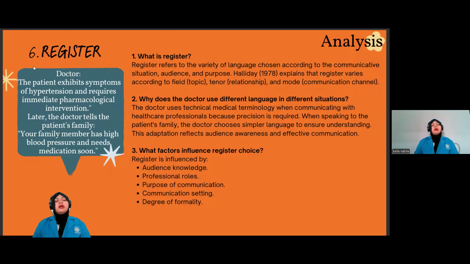The case study number 6 is about register. The doctor says, "The patient exhibits symptoms of hypertension and requires immediate pharmacological intervention." Later, the doctor tells the patient's family, "Your family member has high blood pressure and needs medication soon."